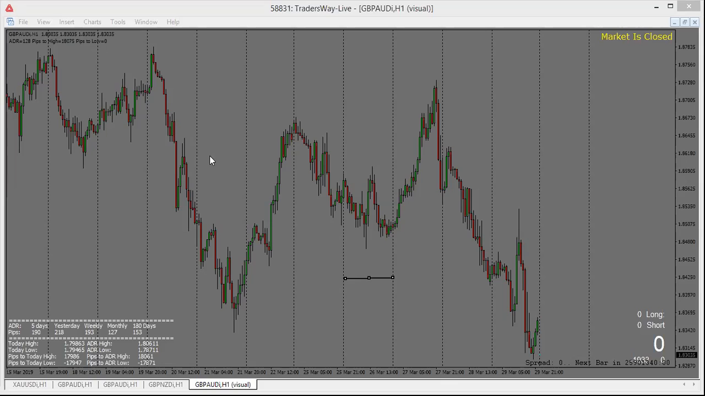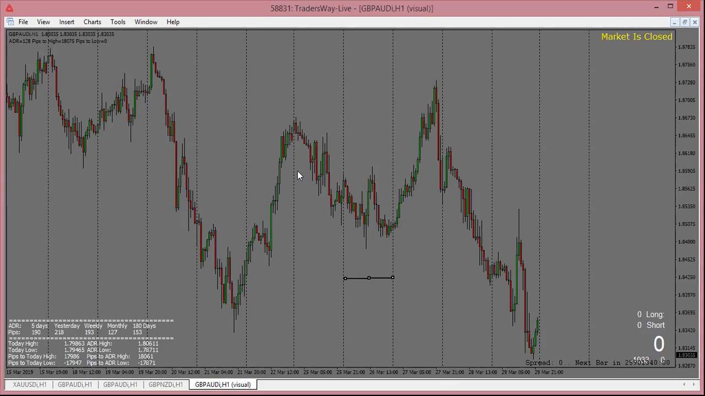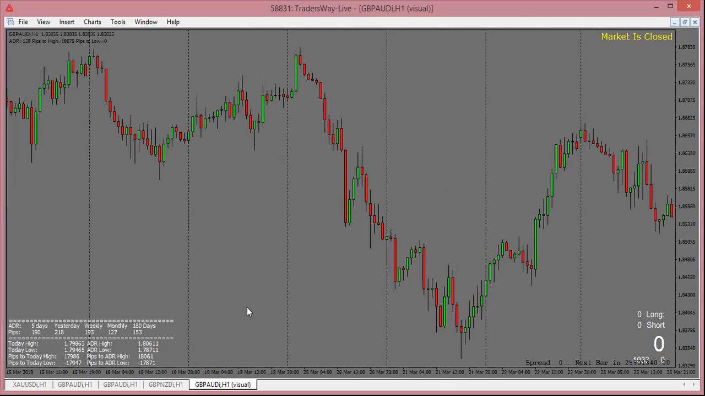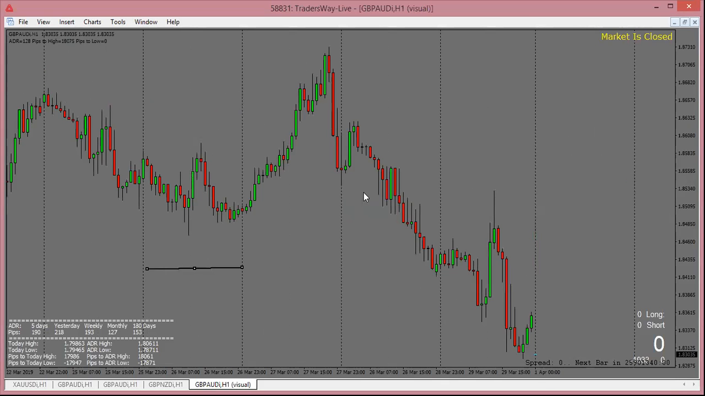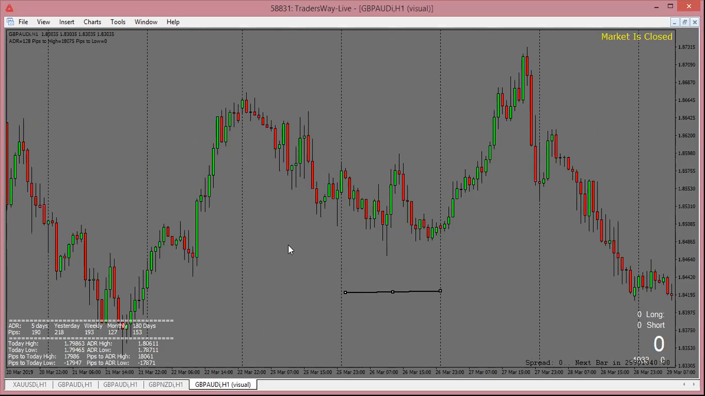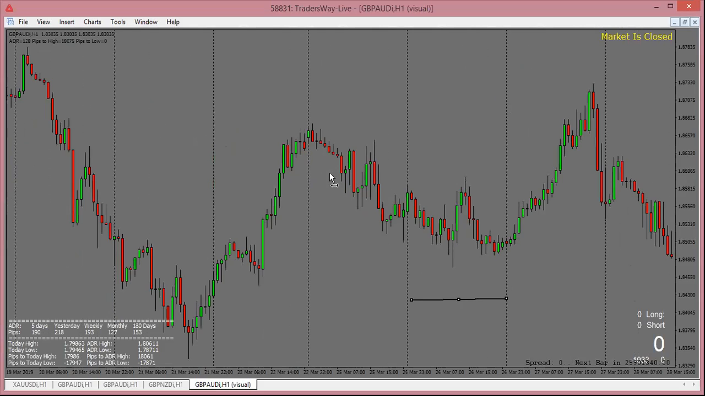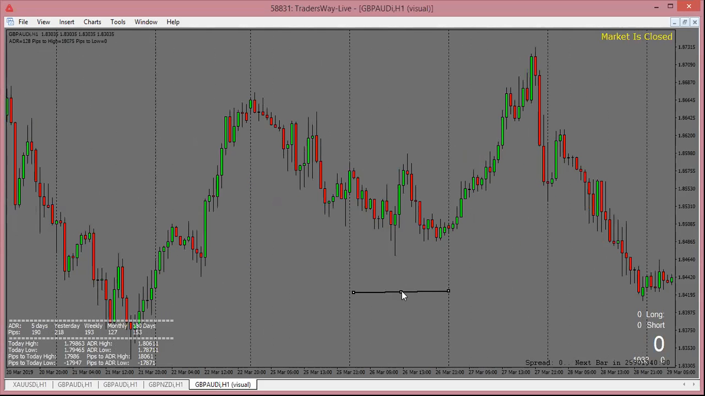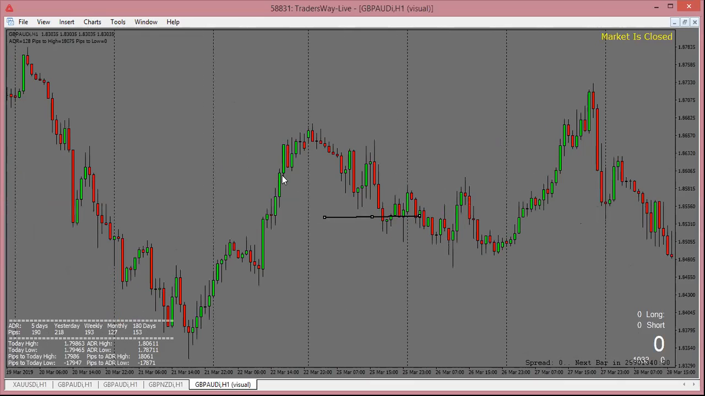So let's talk about the next thing, man. Next thing I want to go over is really setting this up. When it comes to my horizontal lines, and market structure, what I like to do is put it at the opening of each day.